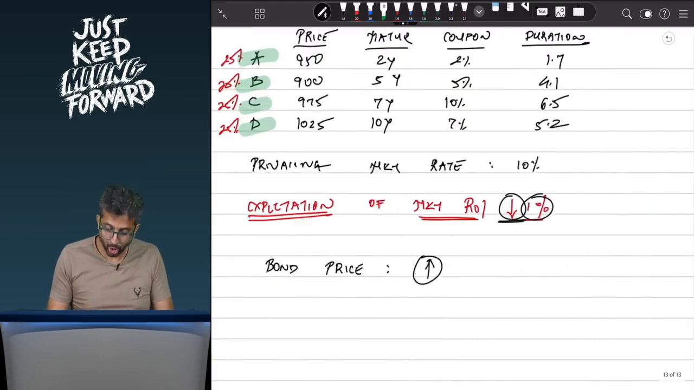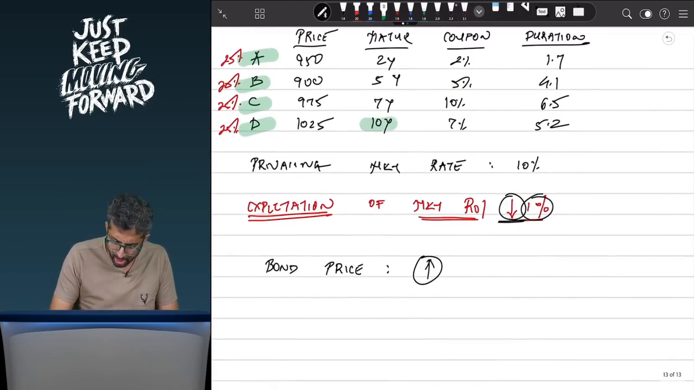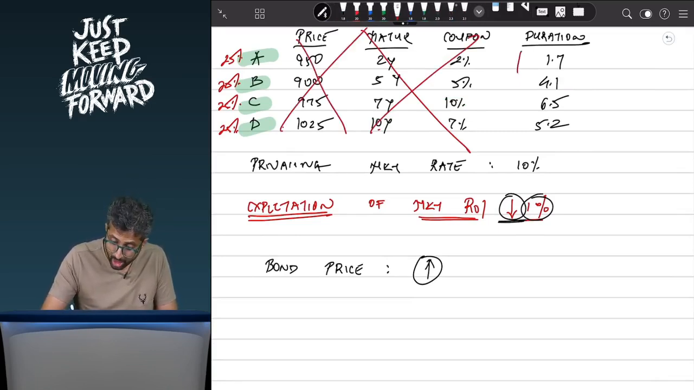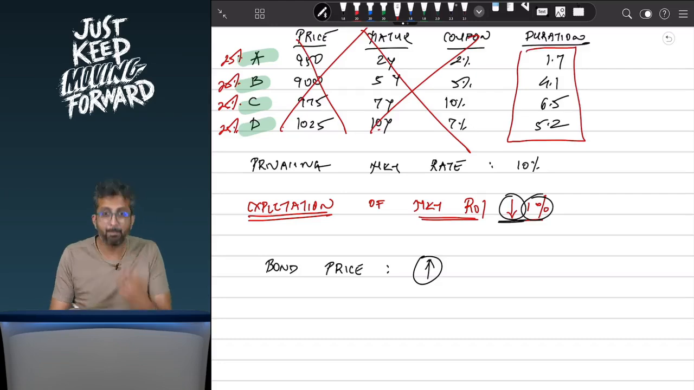Duration. So yes, there may be a bond which has a higher maturity, there may be a bond which has a higher coupon, but all of this is not relevant. For our decision making, none of this is relevant. What is relevant? The duration column. Remember the impact on the bond.